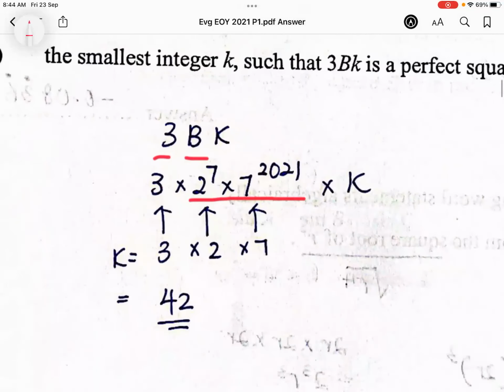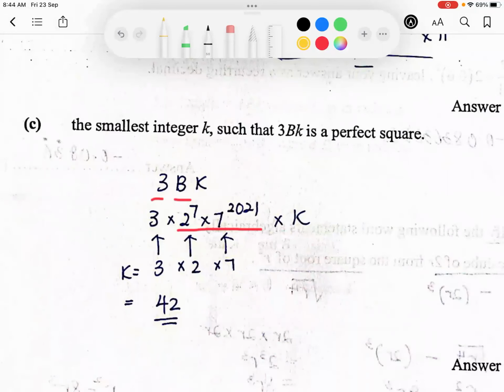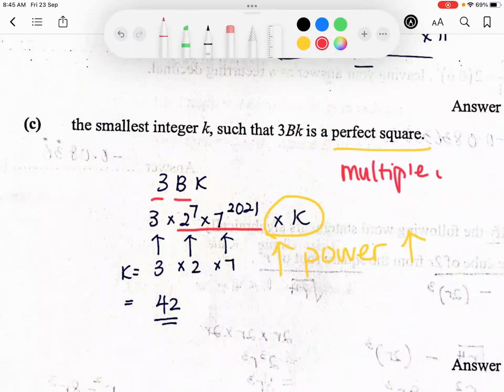Now, if I want it to be a perfect square, when they say they want to multiply by k, multiplication over here means the power increases. I want to make them a perfect square. Perfect square means the power must be a multiple of 2. Must be all in even power, multiple of 2. Let's see who is the one that's left alone, a loner. So inside this 3b, I have 3 itself is alone. So what do I do? I multiply another 3 to it.